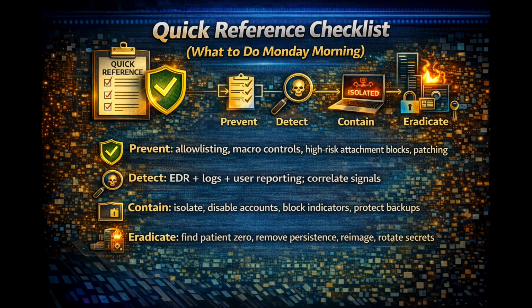Containment. Isolate infected machines quickly. Disable or restrict compromised accounts. Block known bad infrastructure, and protect backups and privileged systems from being used against you. Eradication. Identify patient zero, remove persistence, prefer reimaging for high-risk systems, and rotate credentials and keys that could be exposed. If you can do these steps consistently, malware becomes an incident you manage, not a catastrophe you endure.